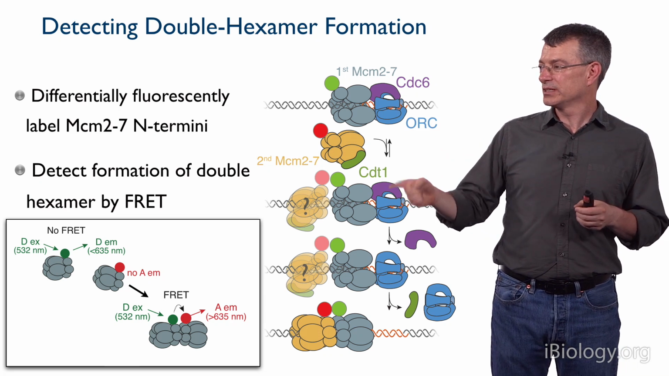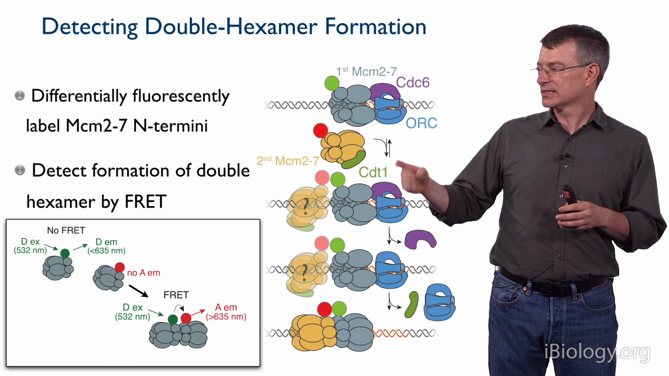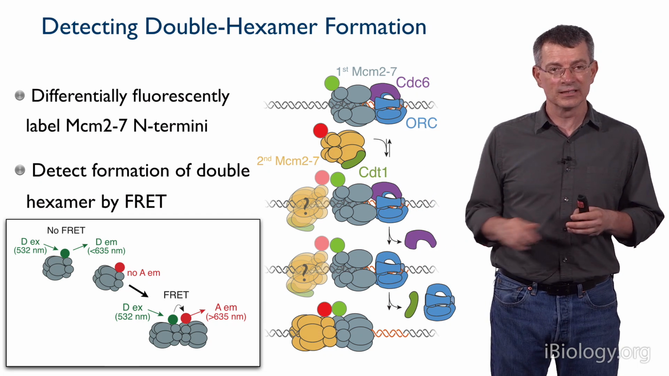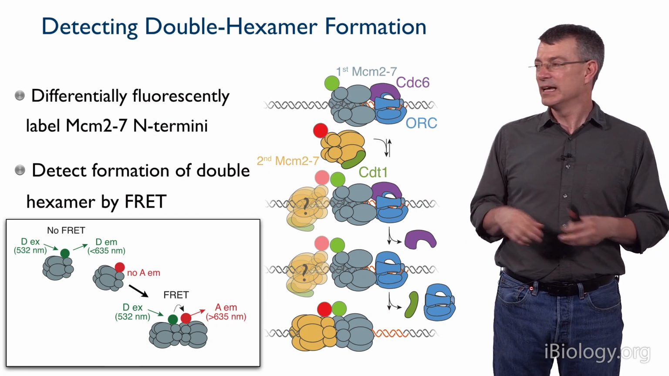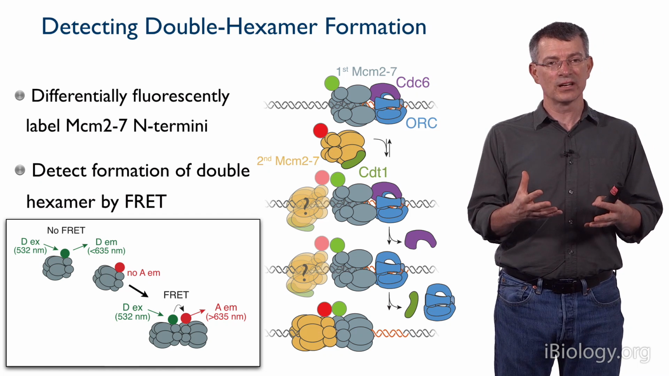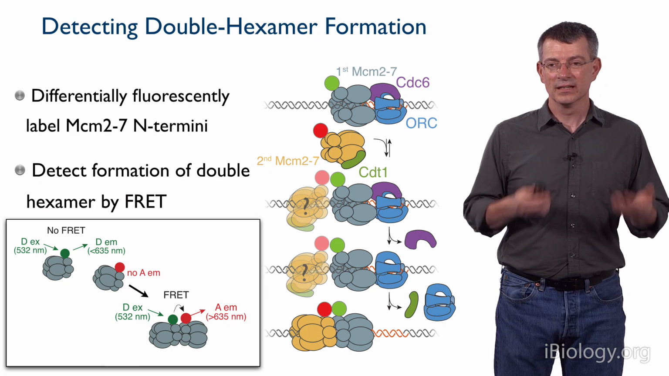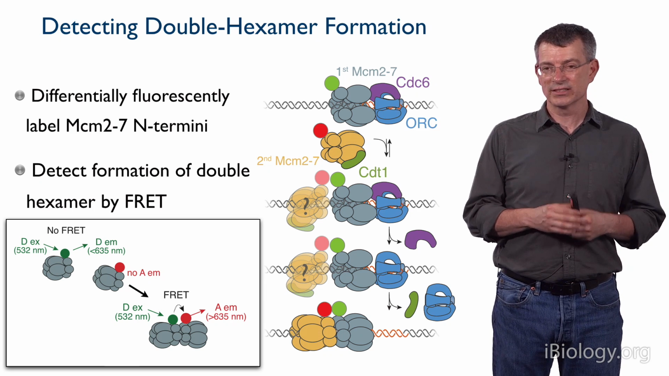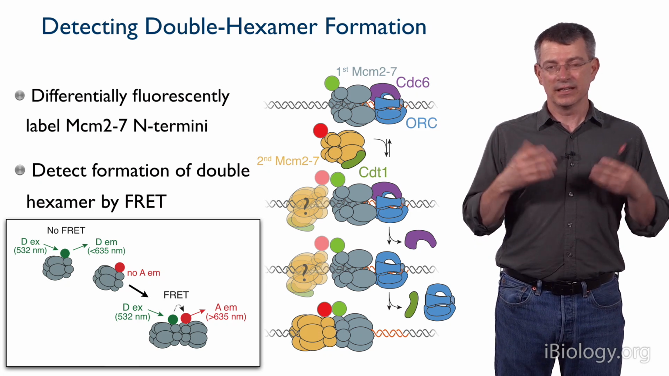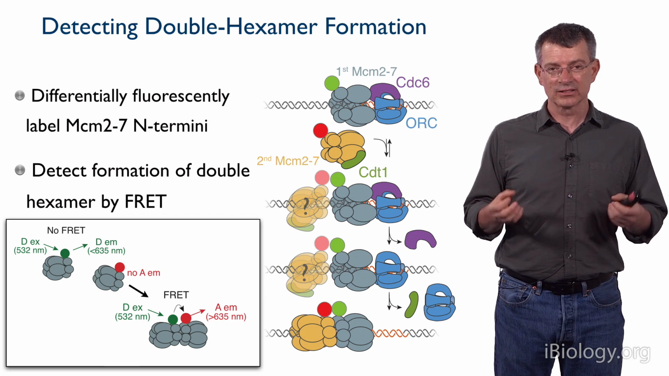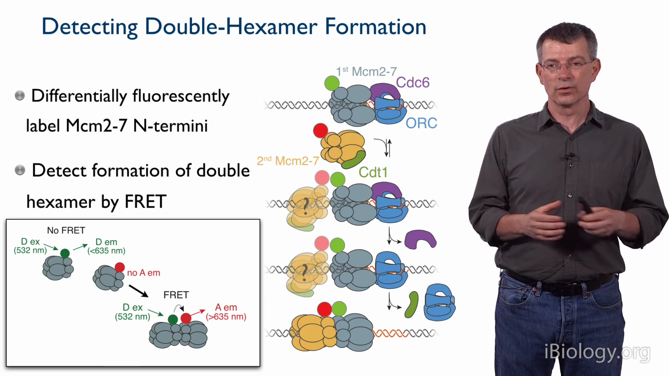Now importantly, when Samina set this up, she picked sites that we knew were close together in the double hexamer to modify, and she could demonstrate whenever she saw FRET, it had the hallmarks of a loaded double hexamer. So the real question we wanted to address is, when does this happen? If the model that we proposed is correct, this should be a very early event in forming the double hexamer.